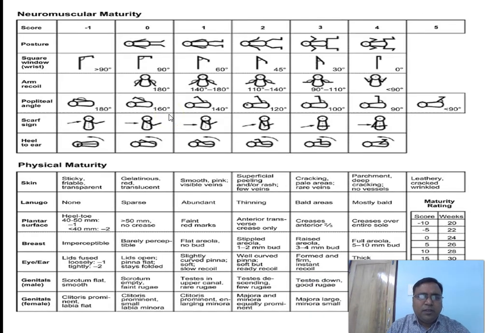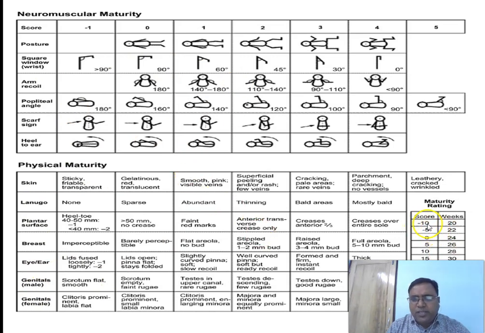Next, as you know, this is the expanded new Ballard scoring. There are some scoring that is your posture, square window, arm recoil, popliteal angle, scarf sign, heel to ear. These are neuromuscular maturity. And for physical maturity, we are getting your skin, lanugo, plantar surface, breast nodule, ear and eye, genitalia. These are the various criteria.